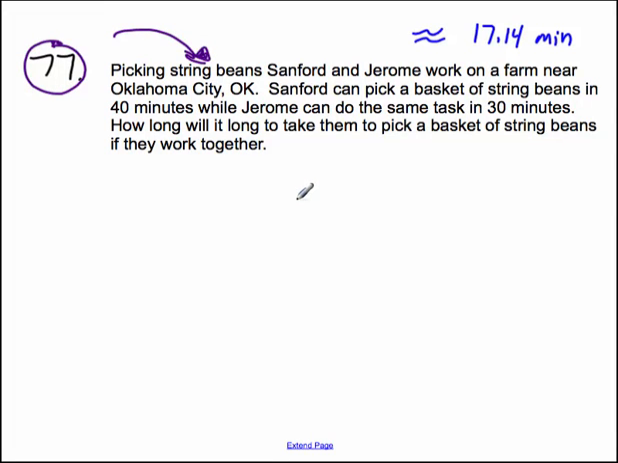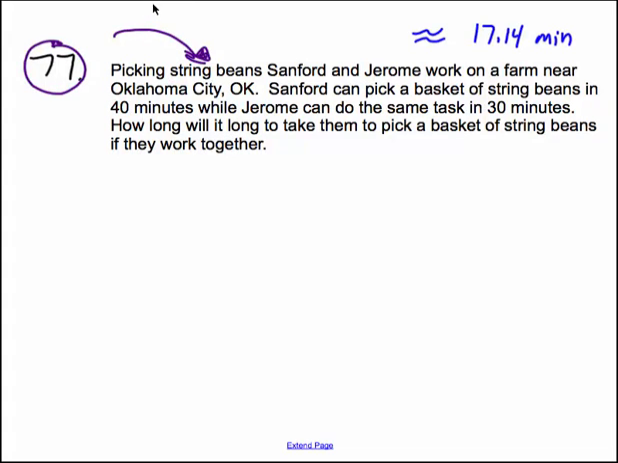Sanford can pick a basket of string beans in 40 minutes, while Jerome can do the same task in 30 minutes. How long will it take them to pick a basket of string beans together? All of these word problems are going to be rate times time equals distance, basically. Rate times time. It doesn't quite apply to this, but it's basically the same exact thing.